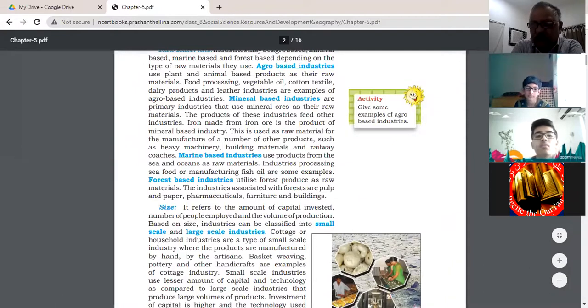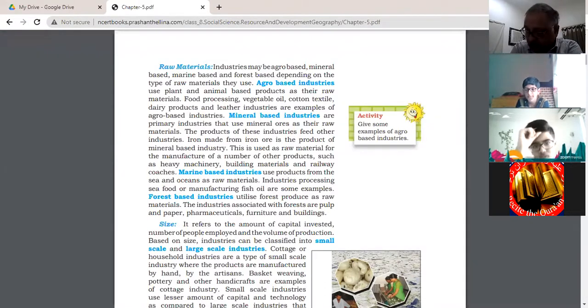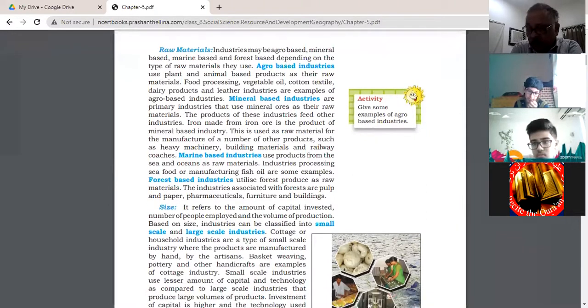So first is agro-based industry, that means all the raw material is available through agriculture. The raw material which is available through agriculture is known as agro-based industry, where they use plants and animal-based products as raw material, like food processing, vegetable oil, cotton textile, dairy products, leather industries. These are the examples of agro-based industries where the raw material is coming from the plants or animal-based product.